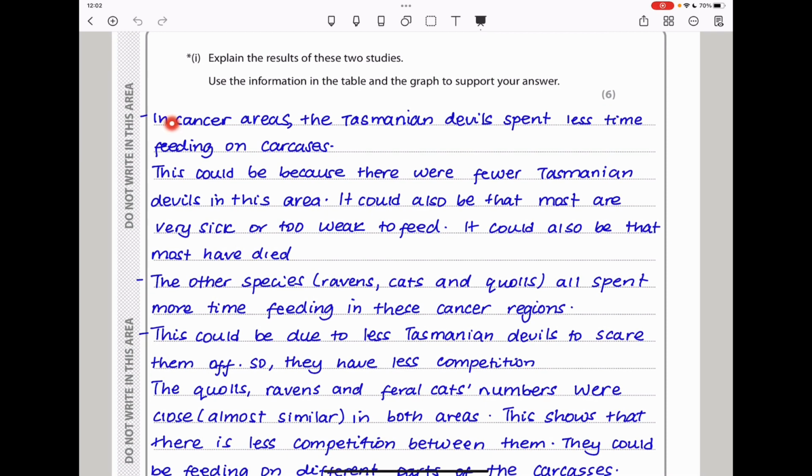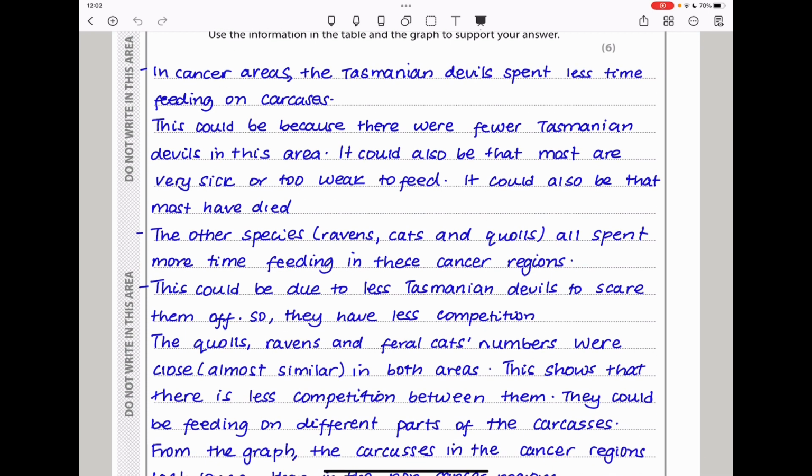So I said, in cancer areas, I began by looking at the table. From the table in the cancer areas, the Tasmanian devils spent less time feeding on carcasses. And this could be because there were fewer Tasmanian devils in this area, or it could be that most are very sick or too weak to feed. It could be that most of them have died. That is very correct. And then the other species, you saw the ravens, the cats as well as the quolls, all spent more time feeding in these cancer regions. That is because maybe there were fewer Tasmanian devils that could scare them off the carcasses.